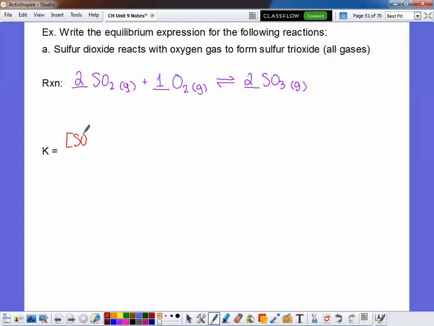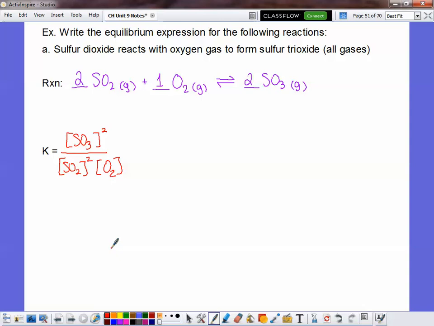So I'm going to put SO3 in brackets and raise it to what power? A 2, because that's its coefficient. And then the bottom is going to be the reactants raised to their coefficients. So we're going to have SO2 squared times O2 to the first. Notice that on the bottom I multiplied the 2 reactants. I did not add them. No addition or subtraction signs in an equilibrium expression. Only multiplication and division.